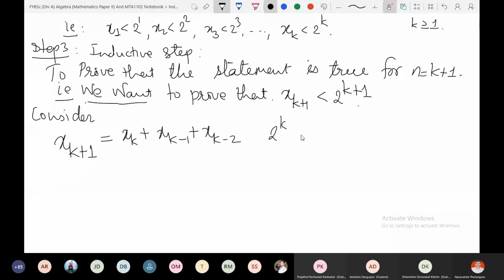and xk minus 1 by 2 raised to k minus 1, and xk minus 2 by 2 raised to k minus 2. Now compare. This is xk and 2 raised to k. Which is bigger? 2 raised to k. Very good.